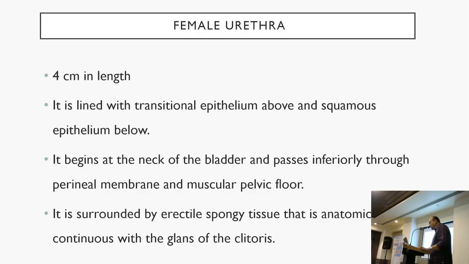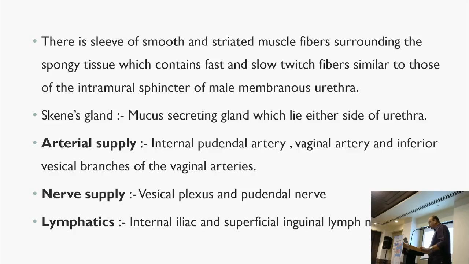It is surrounded by erectile spongy tissue that is anatomically continuous with the glands of the clitoris. There is a sleeve of smooth and striated muscle fibers surrounding the spongy tissue, which contains fast and slow twitch fibers similar to those of the intramural sphincter of the male membranous urethra. Then Skene's glands, the mucus-secreting glands which lie on either side of the urethra.